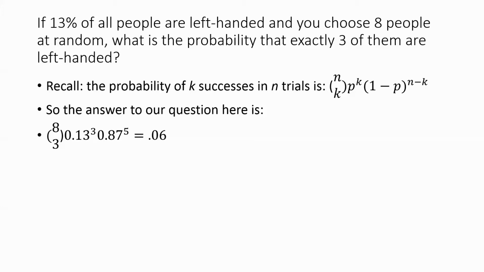n choose k, p to the k, 1 minus p to the n minus k, and that tells us that the answer to our question is 8 choose 3. 8 people, and you want 3 of them to be left-handed. Times 0.13 cubed, so there's a 13% chance for each person to be left-handed, and you want 3 of them. And times 0.87 to the 5th. There's an 87% chance that someone's not left-handed, and you want 5 of those. And when you multiply it all out, you happen to get 0.06. So hopefully this quickie introduction will give you the background you need to do the homework for next week.